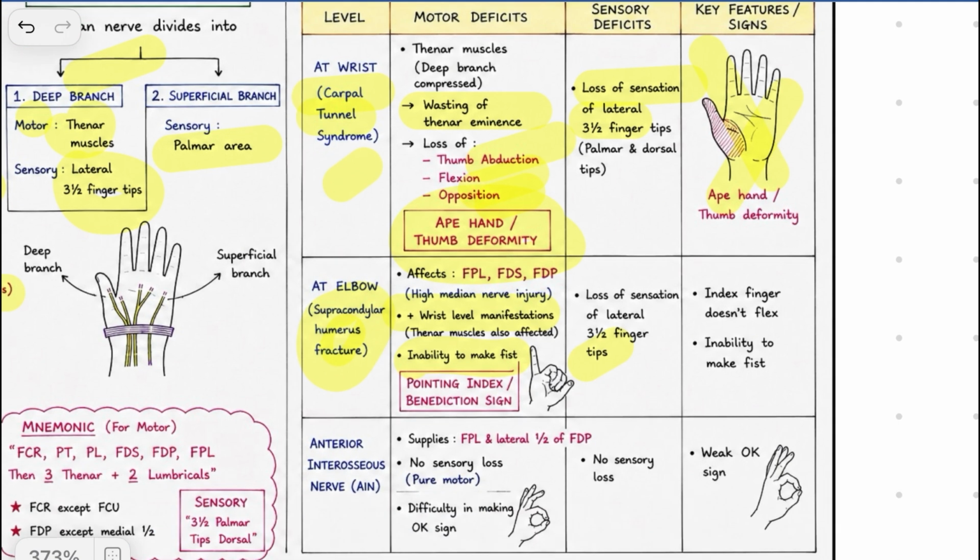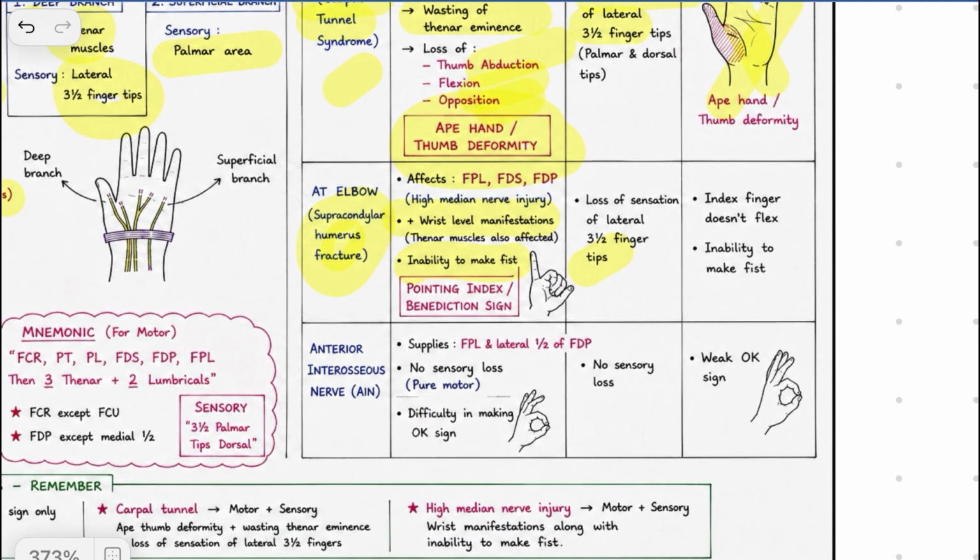Now, anterior interosseous nerve. About the anterior interosseous nerve, there are only two things you have to remember. That is, it is only supplying motor nerve, so there is no sensory loss here. That motor nerve is also supplying flexor pollicis longus and lateral half of flexor digitorum profundus, so that's the reason you don't have any sensory loss. And the very important thing you have to remember here is that difficulty to make the okay sign is seen in anterior interosseous nerve injury, so you can call that a weak okay sign.